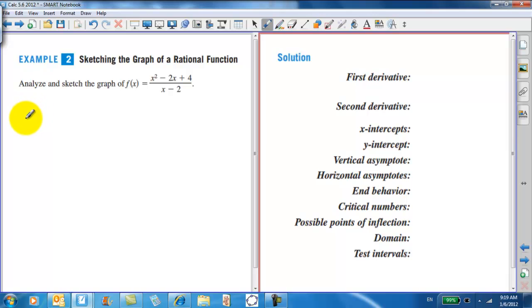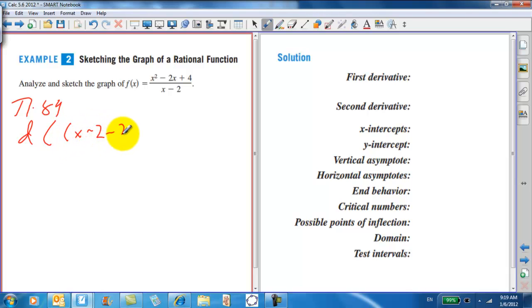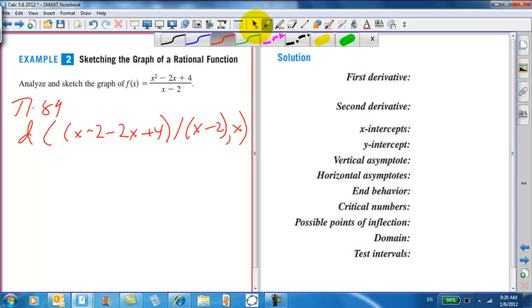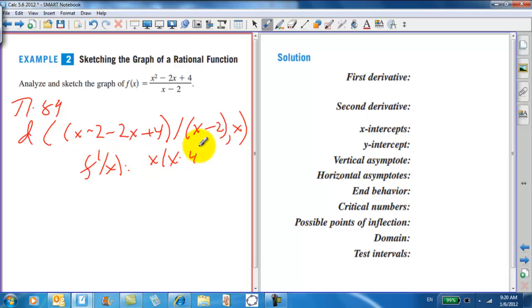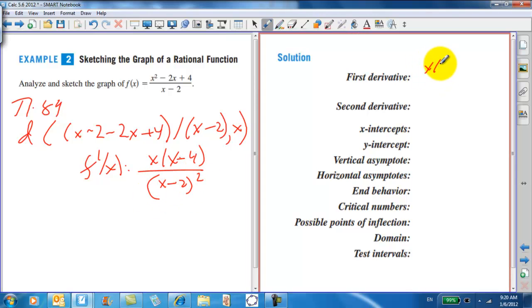Let's again review how to do this on the calculator, on the TI-89 for your first derivative. Left parenthesis x squared minus 2x plus 4, right parenthesis divided by left parenthesis x minus 2, right parenthesis comma x. That gives you your first derivative. And for the first derivative we get f prime of x equals x times x minus 4 over x minus 2 squared.